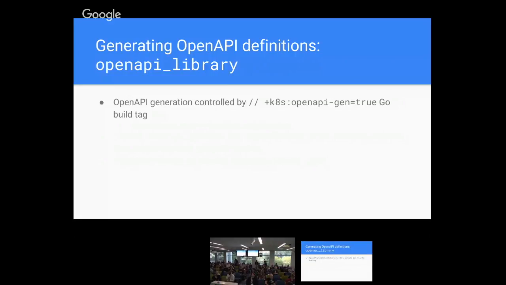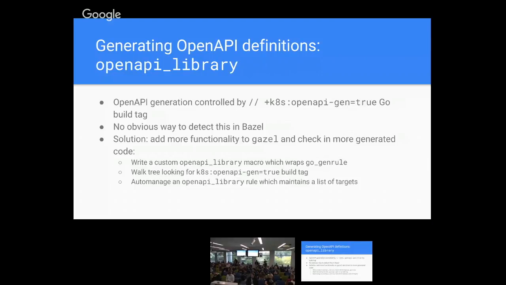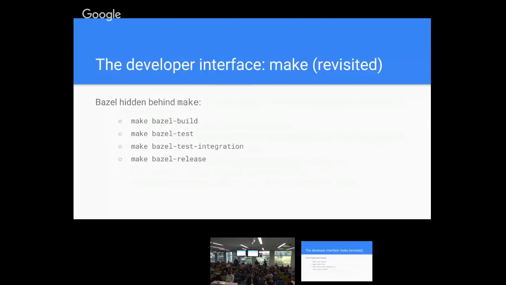As I was explaining earlier, one example of generated things is the OpenAPI library rules. In the Go files that need OpenAPI definitions, they have a comment that basically enables that. The problem is that there's no great way to say, hey Bazel, I want to depend on all the things that have this tag in a file. The way we fix this, at least for now, is we added another thing to Bazel. We're already walking the tree, so we can walk the tree and look for that. We created an OpenAPI library macro, which wraps go_genrule, which I just mentioned, and Bazel fills in a list of sources that have this tag and creates an OpenAPI library rule instance using that.